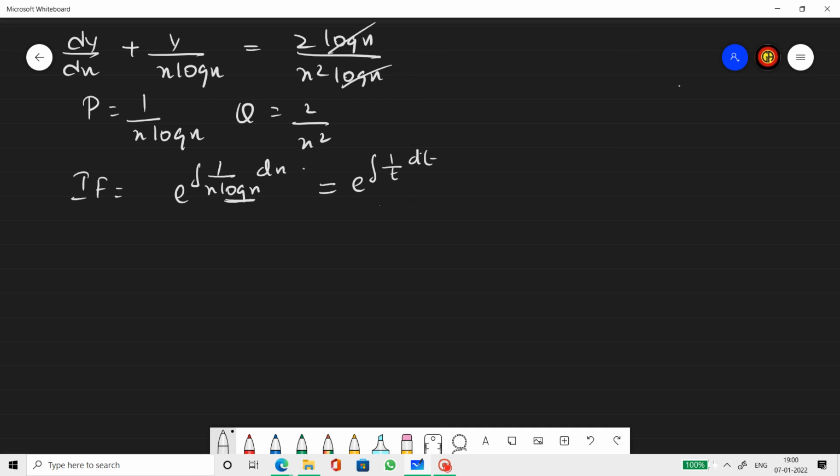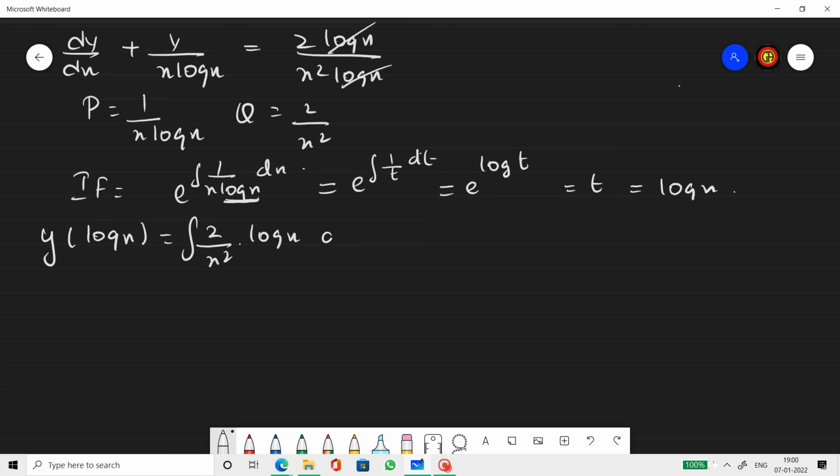I'm repeating, if you take t as log x, dt equals 1 by x into dx, so x will get cancelled, and you get e to the power of integration of 1 by t dt. So this would be e power log t. So then just t. And what is t? T is log x. So we get log x as the integrating factor. Now y into integrating factor, which is log x, equals integration of Q, which is 2 by x square into log x dx plus c.